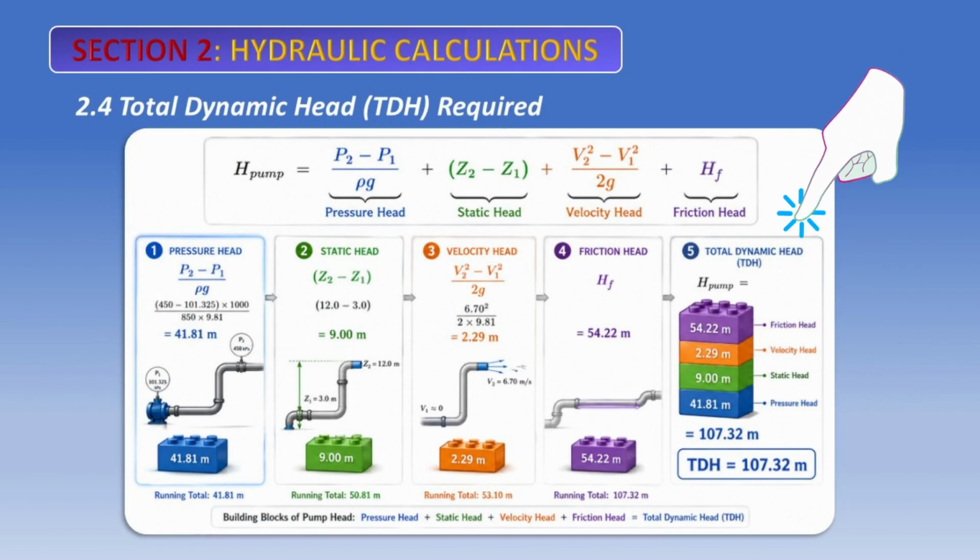Now, we can finally calculate the total dynamic head, or TDH, using the Bernoulli Equation. We have all the pieces: the pressure difference between the dissolver and the tank, converted to head, the elevation difference, and the total friction loss. Plugging in the numbers gives us 107.32 meters. This is the total head the pump must generate at our design flow rate of 450 cubic meters per hour. This is the critical target we need to meet with our pump selection.